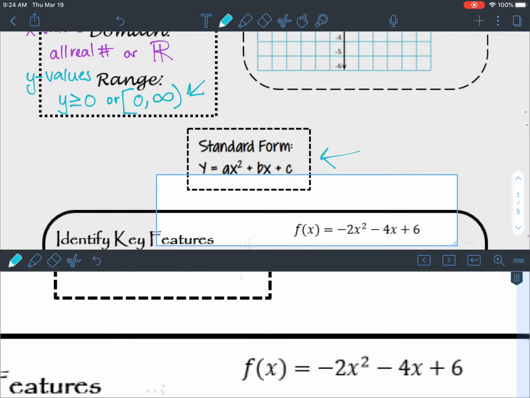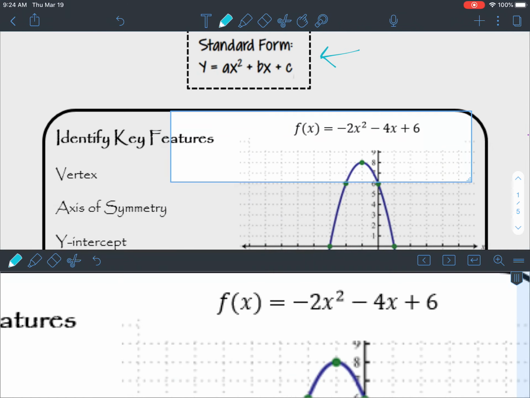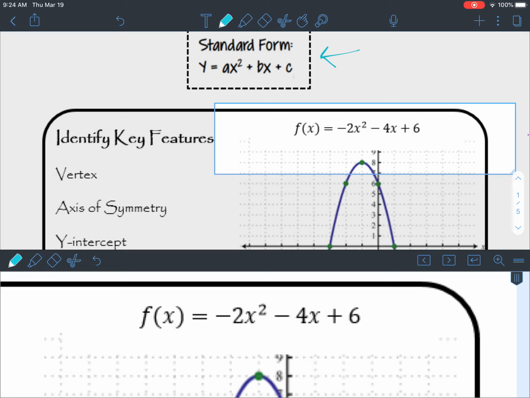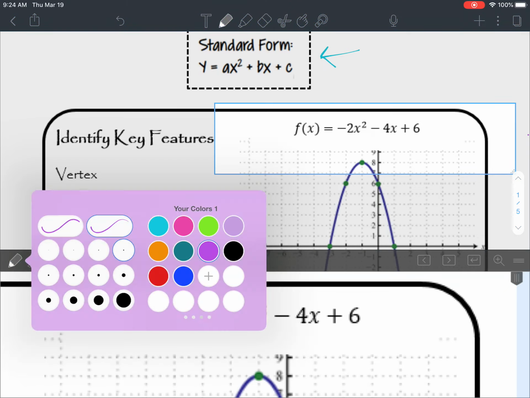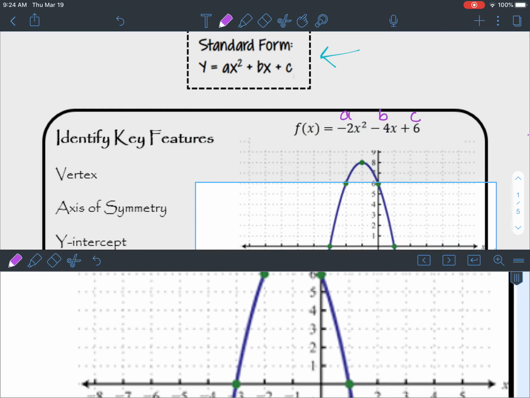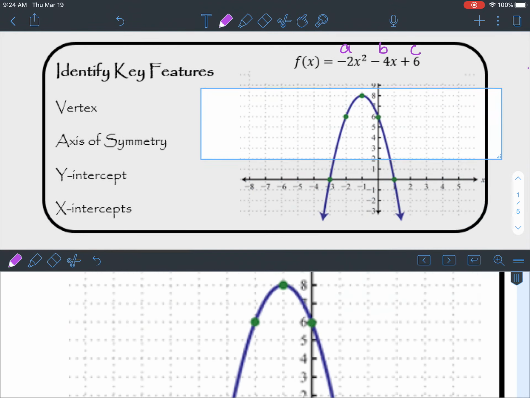So that's the regular form of a quadratic that you guys have seen so far. So what I want to do now is identify some key features. So we're talking about the function negative 2x squared minus 4x plus 6. So I can identify my a, b, and c values. So here's my a, here's my b, and here's my c.